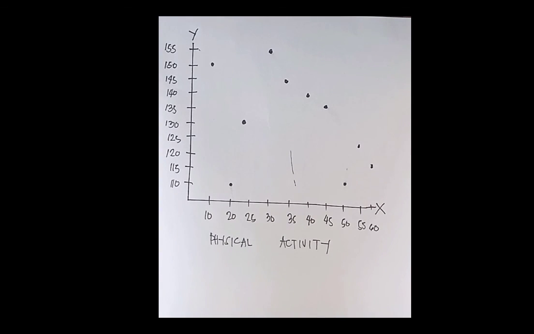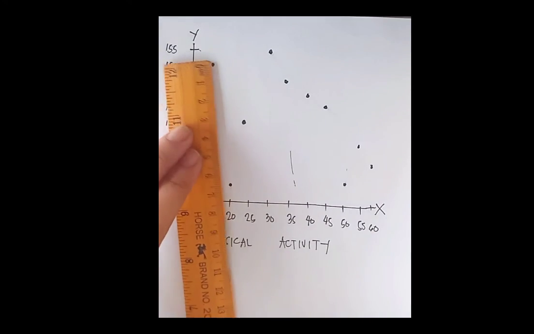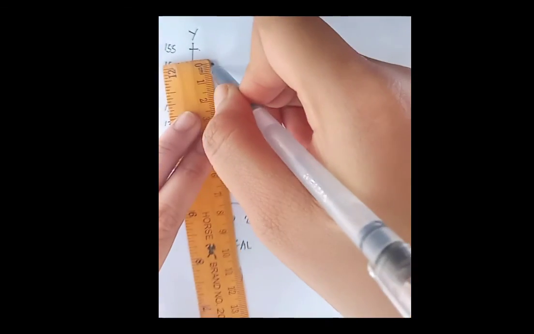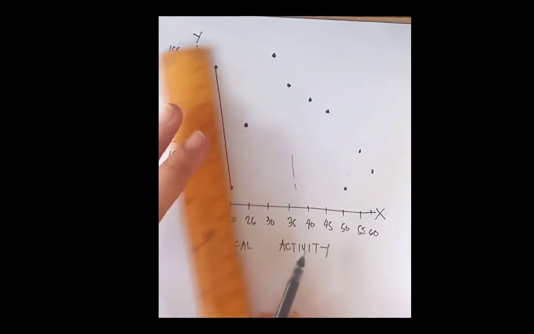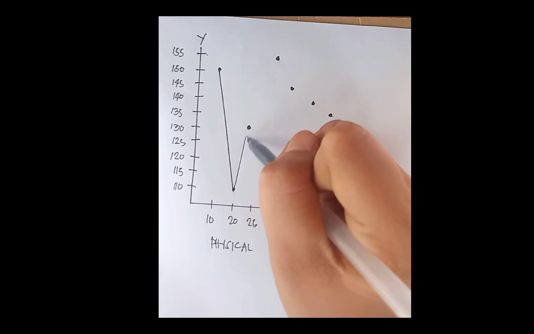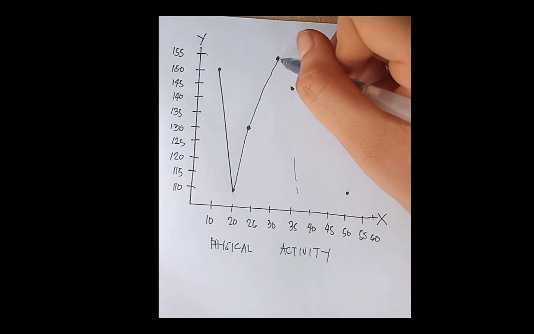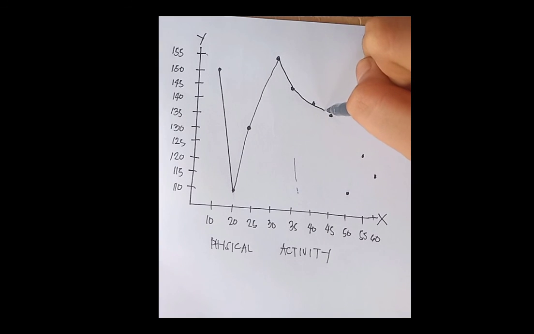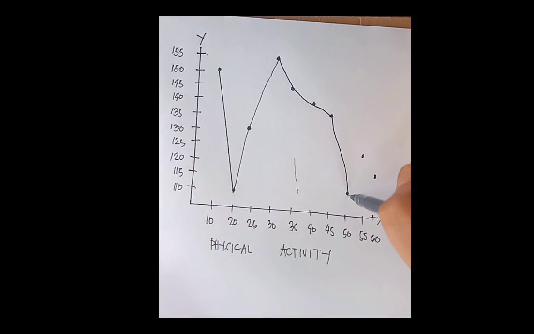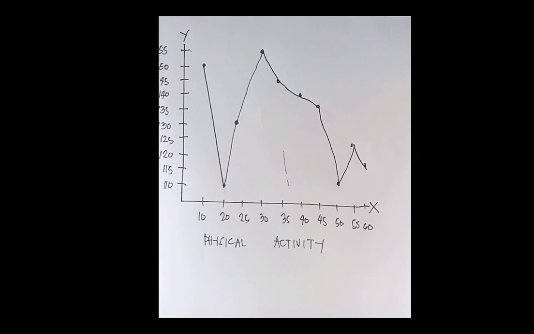So the next step is we are going to connect all the dots. From here to here, we are going to connect all the dots. So that is the final output, or that is our line graph of our given data of blood pressure and physical activity.